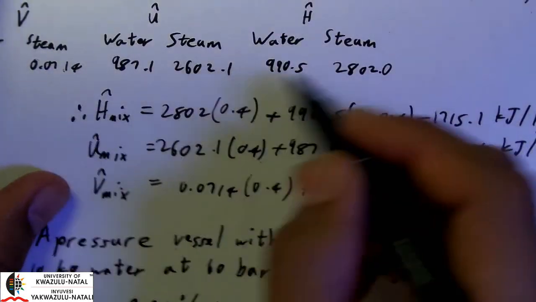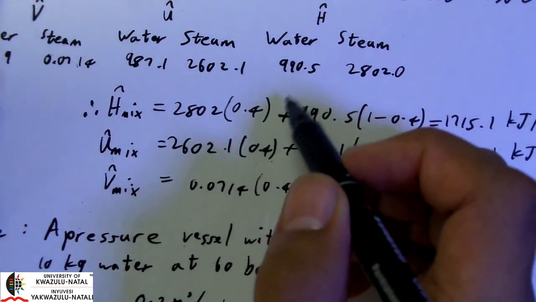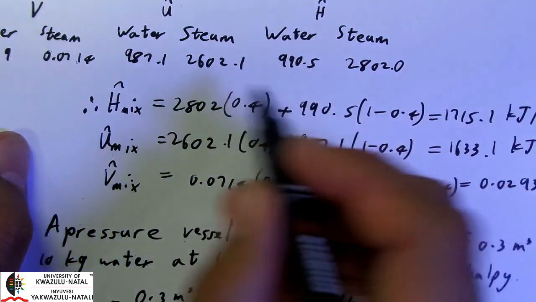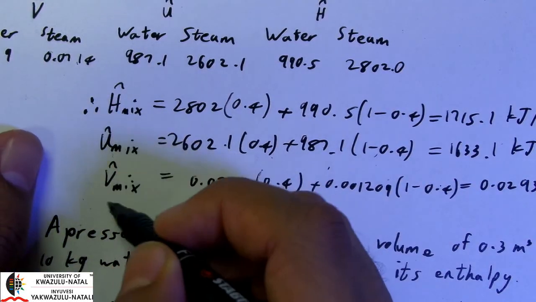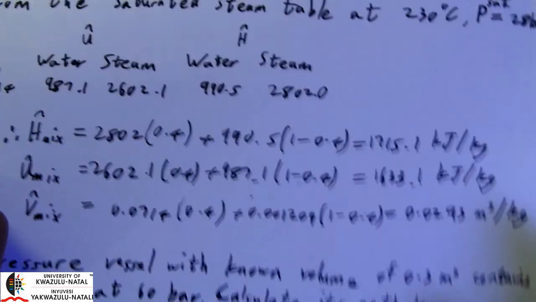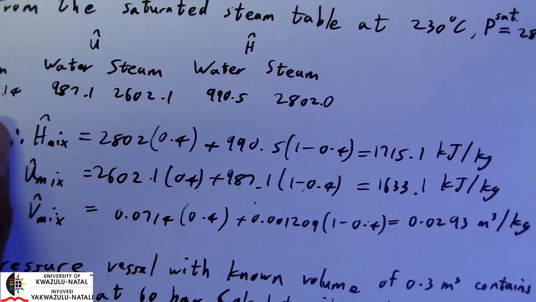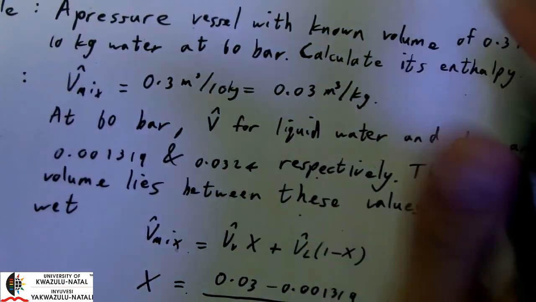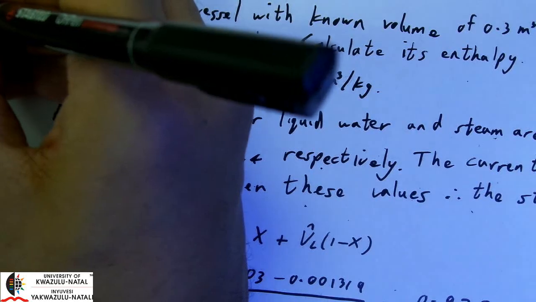Okay, so I've noted it down here, and since they've given us a steam quality of 0.4, I can quite easily use the equation to obtain all of my values for my mixture, for my wet steam. Okay, and that's the problem solved. Let's look at another example.